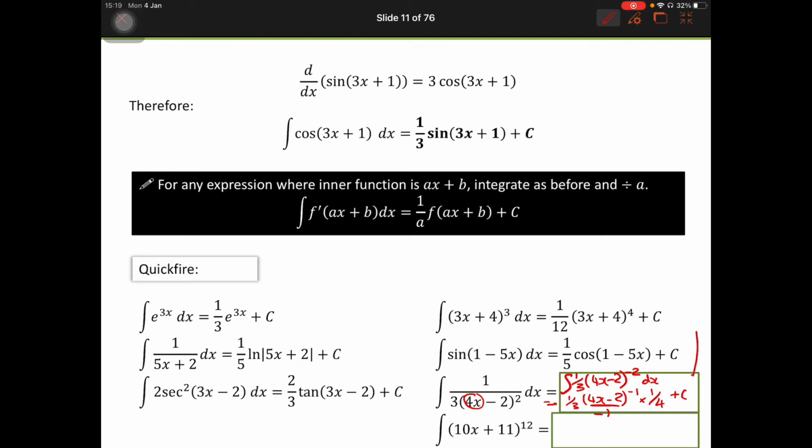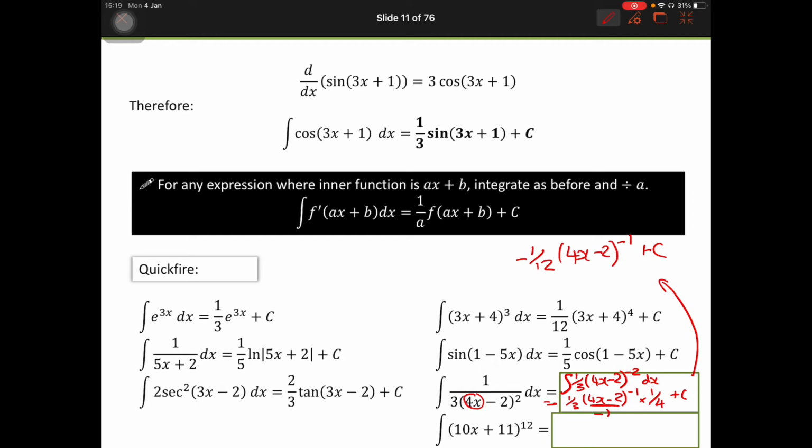So if I just come back up to the top for a bit more space, combining that all together, I've got a third times a quarter, and then I've got a minus 1. So that will give me minus a 12th lots of 4x minus 2 to the minus 1, because I've had to add 1 to the power, plus c. So we integrate it as if it was itself, as if it was a u, for example, just integrate it as a basic term.